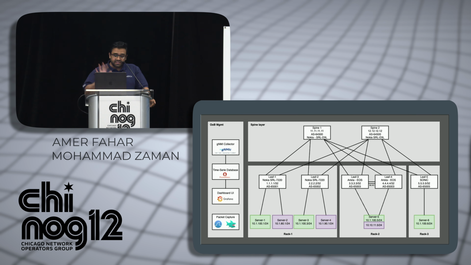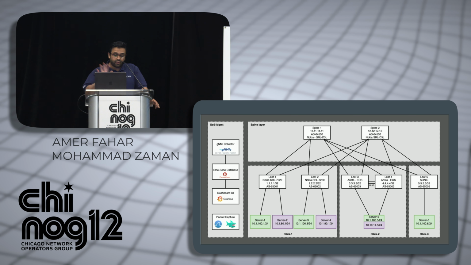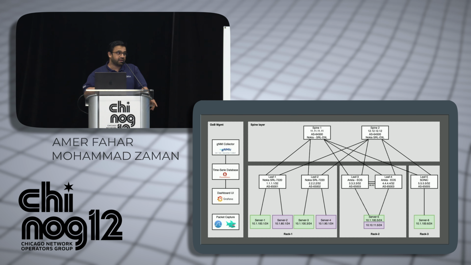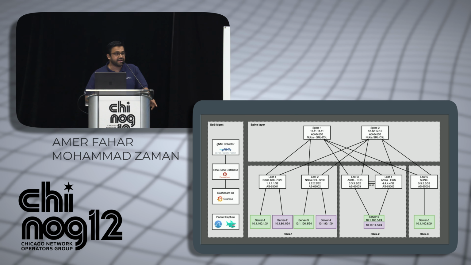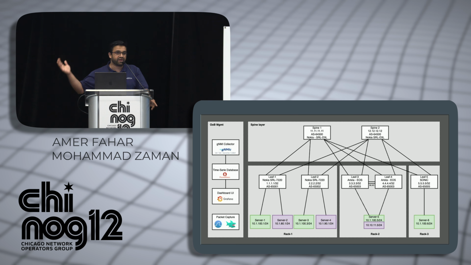Here in this multi-vendor lab, we have Nokia SR Linux as Leaf and Spines, and we have Arista EOS and SONiC nodes as Leaf on rack 2 and rack 3.